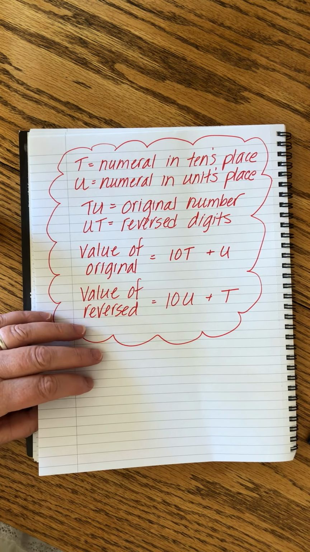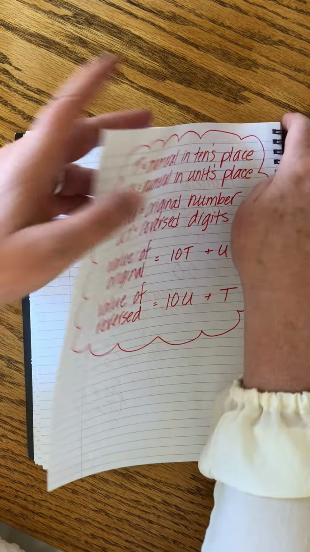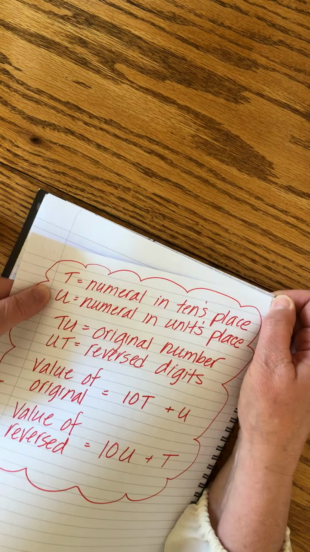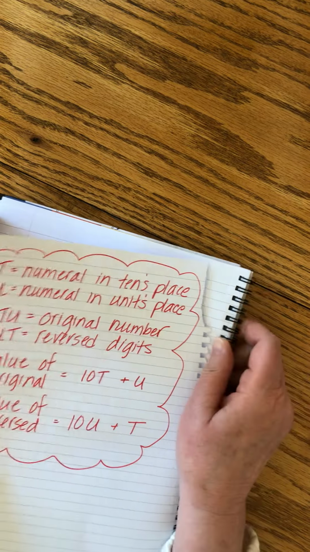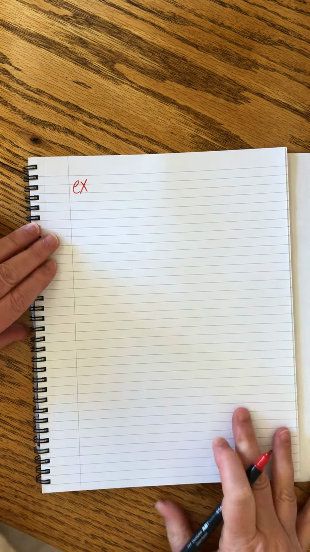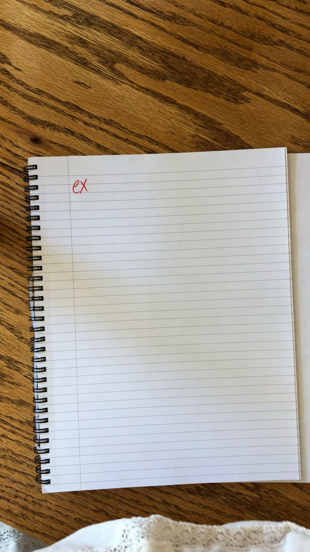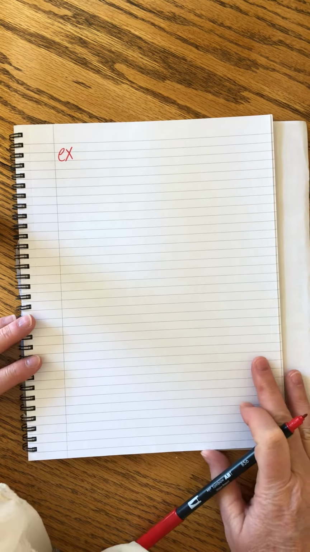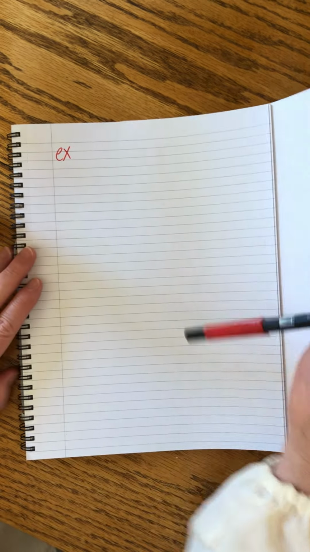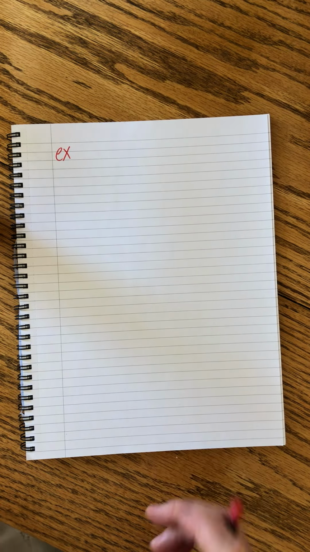So let's do that. I am going to pull this page out of my notebook so that I can show it to you again as we work the problems. All right, example 107.1. Let's see how many examples there are in this lesson. Just 2. Okay. Take that out. 107.1.